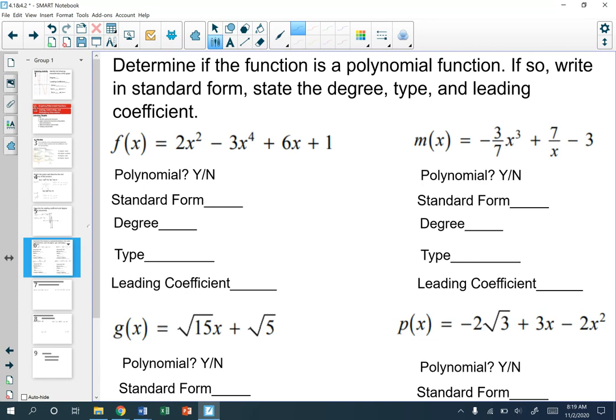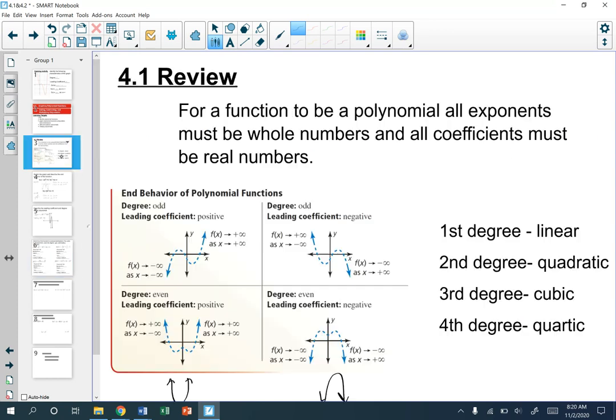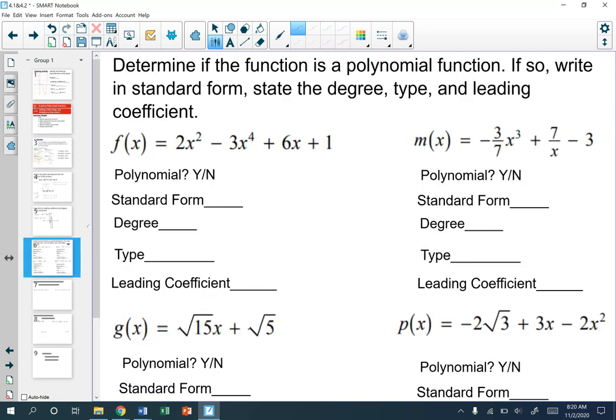Perfect. All right, now again, pause the video and go ahead and do these. So the directions say determine if it is a polynomial function. If so, write it in standard form. State the degree, the type, and the leading coefficient. So what we're looking for here, remember the definition of a polynomial. All exponents need to be whole numbers and all coefficients must be real numbers. So use that definition to decide if it is a polynomial. If it's not, go ahead and circle no. And then if it is, write it in standard form, find the degree, find the type, and the leading coefficient. So go ahead, pause the video to do that.